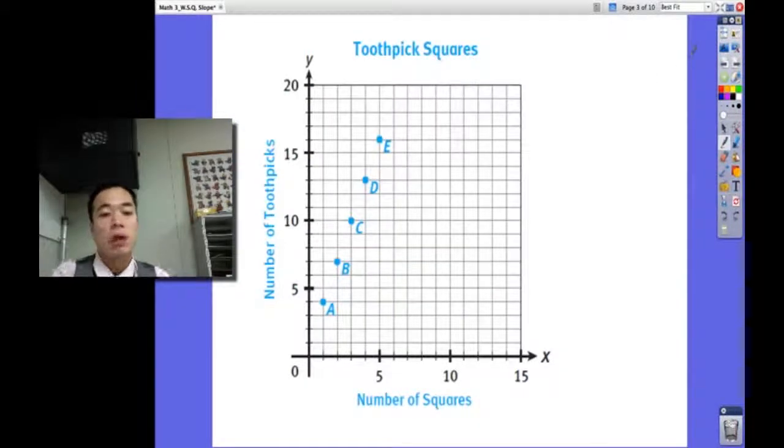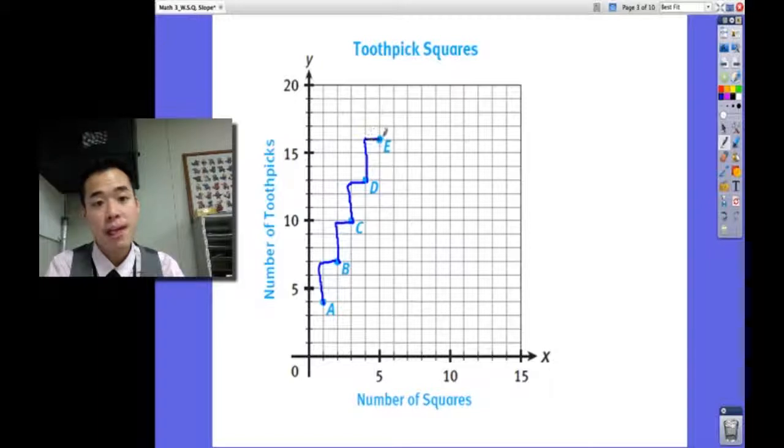So for example, here's a quick graph of another pattern sequence, the number of squares and toothpicks. You can quickly see that if I have one square, I have 4 toothpicks. And if I have 2 squares, I have 7 toothpicks. If I have 3 squares, I have 10. So if you look here, every time I go up 3 toothpicks, I add 1 square. Every time I increase it by another 3 toothpicks, I get another square.